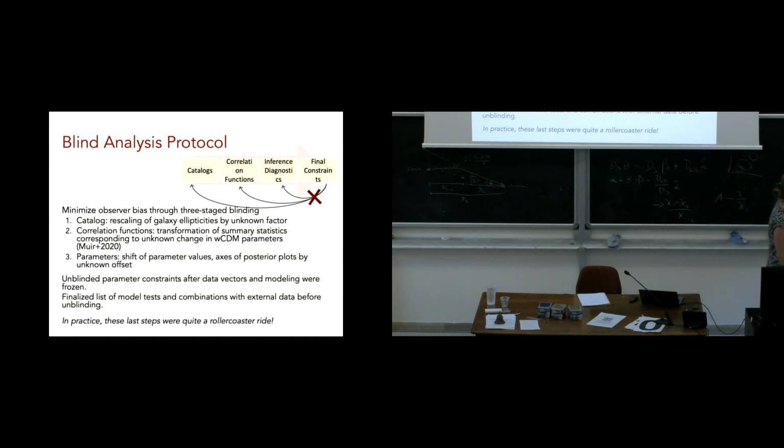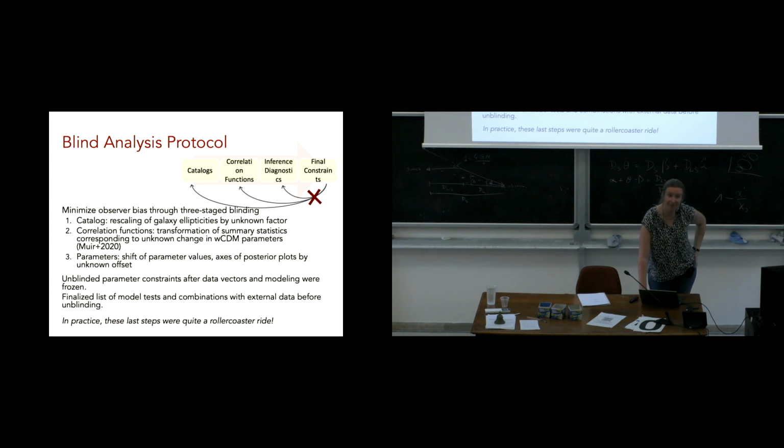So that means we put in a bunch of restrictions at the different analysis stages that prevented us from seeing what algorithm changes do to the final result. And then we only looked at the parameter constraints after the data vectors and modeling were frozen. We'd also finalized a list of model tests and combinations with external data before unblinding. That sounds like simple rules, but it was truly a roller coaster ride.